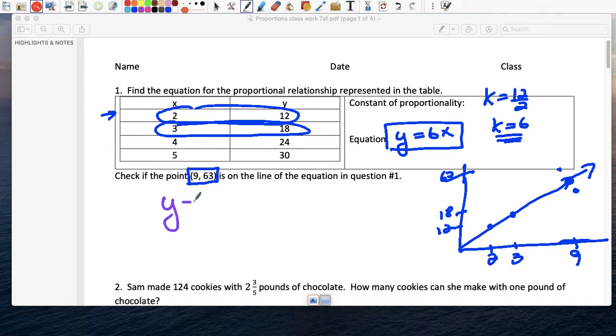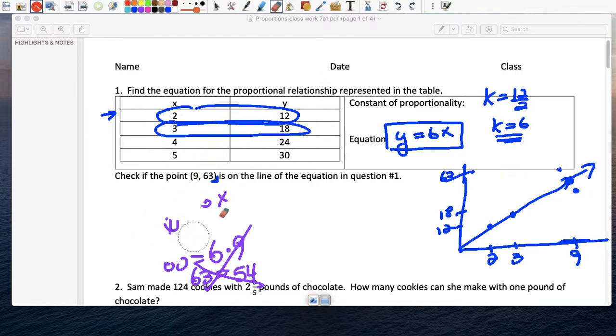So here's my equation, y equals 6x. Well, we know the 9 is the x, right? And the 63 is the y. So let's substitute. Instead of the y, I'm going to put 63. And instead of the x, I'm going to put 9. So we get 6 times 9 and 63. And what's 6 times 9? 6 times 9 is 54. So are they equal to each other? No. And if it's not equal, that point, 9 and 63, is not on the line. It's either above or below.